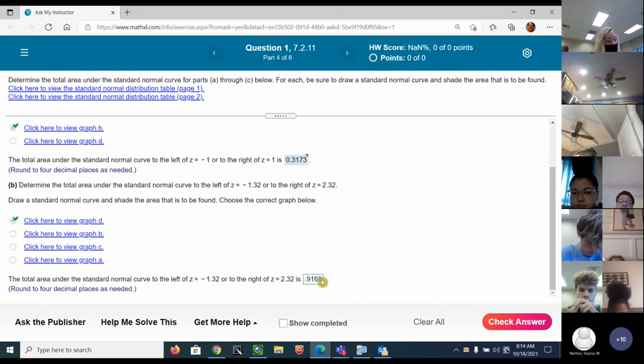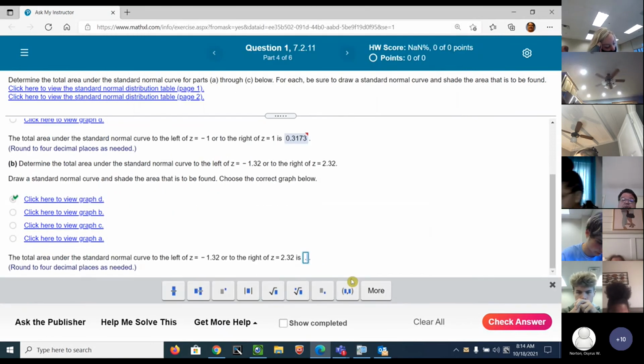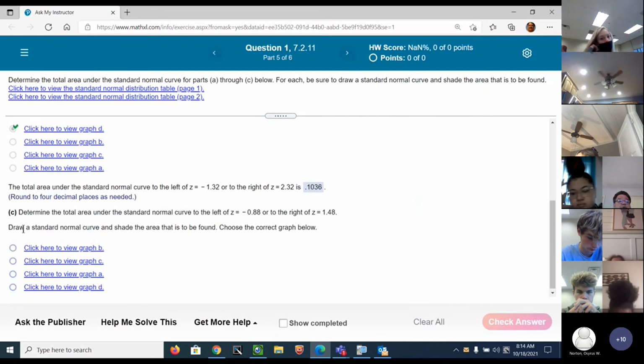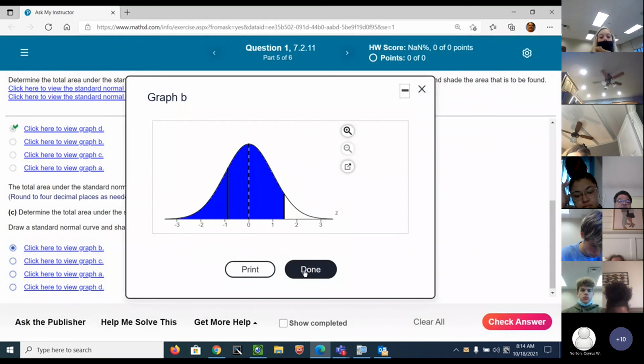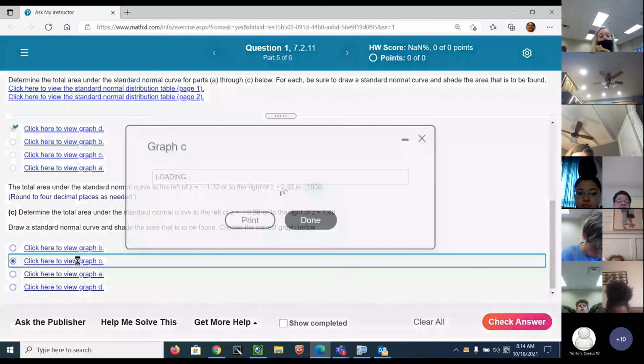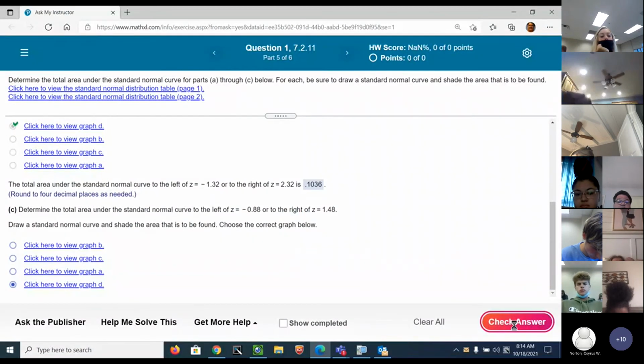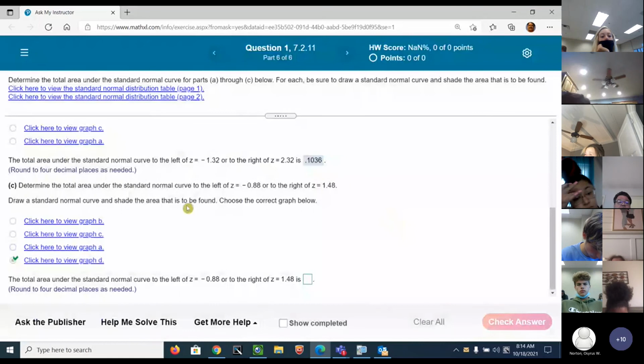0.1036. 0.1036. Look at there, we got it right. And draw a standard curve. Okay, that's not it. That's not it. That's not it. That looks like it's it. Okay, third one. All three of these are three good test questions.